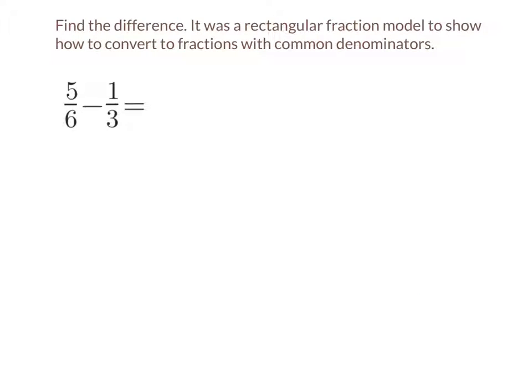The directions tell us to find the difference. When something tells you to find the difference, which mathematical operation do you need to use? Everyone? Subtraction. And then it says use a typo. It should say use a rectangular fraction model to show how to convert to fractions with common denominators.